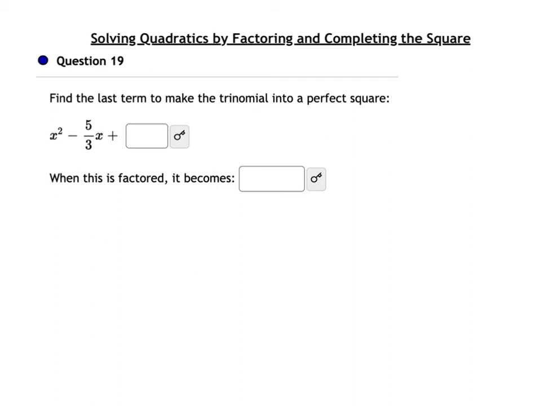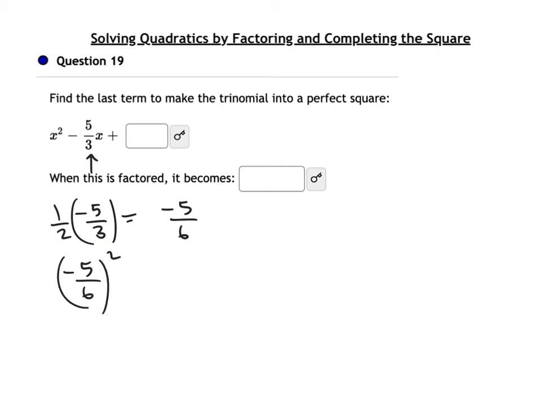Another example, question 19 with yucky numbers. First step to create a square is to take half of it. We'll take negative 5/3 and take half of negative 5/3. That's negative 5/6. Take negative 5/6 and square it, and you get 25 over 36. And if you were solving the equation, you'd add that to both sides. It doesn't look like it, but it is. Every time you do the half and square it, you get a perfect square.